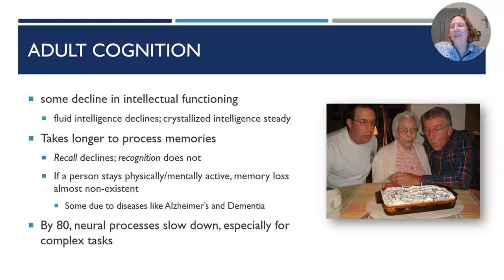By 80 years old, we know that in general, neural processing does slow down, especially for complex tasks.